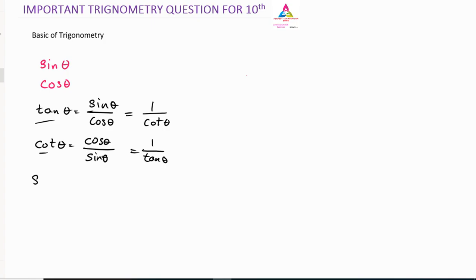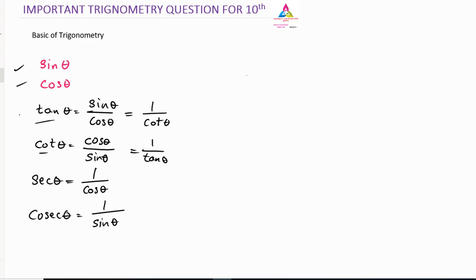Next, coming to the important secant theta. Secant theta is 1 by cos. And next, cosecant, the last function of trigonometry that we have, is nothing but 1 by sin. These are the 6 functions.